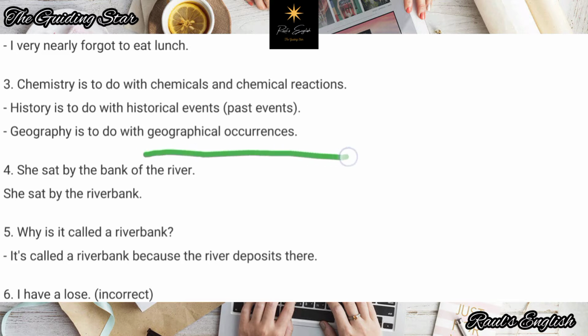Geographical occurrences. Do focus on the pronunciation and get the pronunciation right. Do not worry about your tense, about your accent. Not your tense, your accent. Right, number 4, she sat by the bank of the river. Very good. So she sat by the river bank, or by the bank of the river.